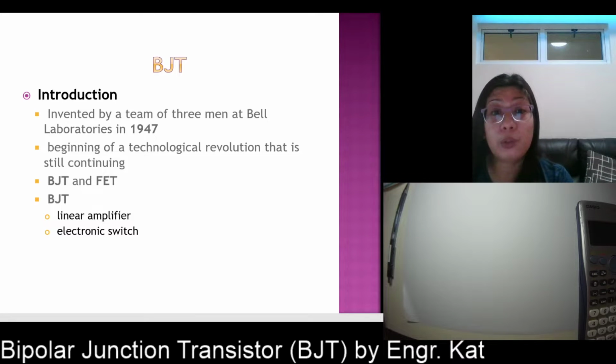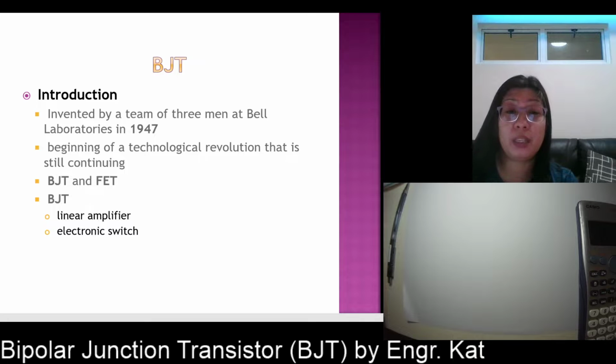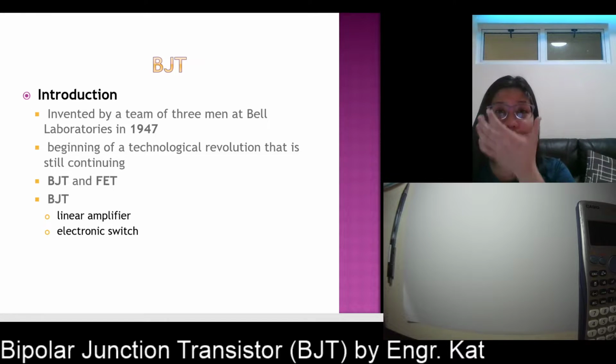We have a third application for transistors, which is as an impedance matching device. The impedance matching device will be tackled later.